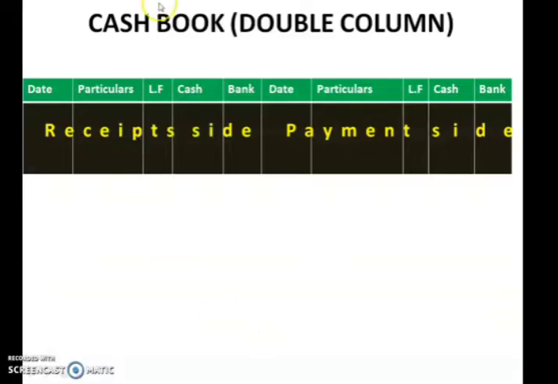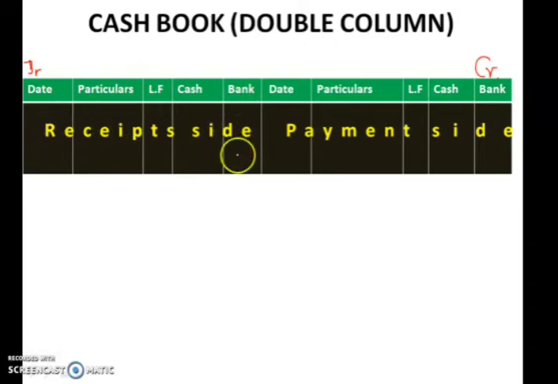Let us see the format for cash book. This is the format for double column cash book. This side is represented by debit side. You can write here debit. And this side is credit side. You can see here date, particular, ledger folio, cash and bank. These two columns, one is for cash and the other one is for bank. This debit side is known as the receipt side.